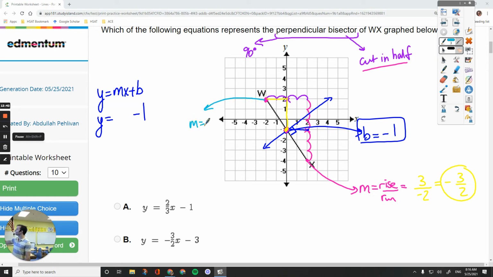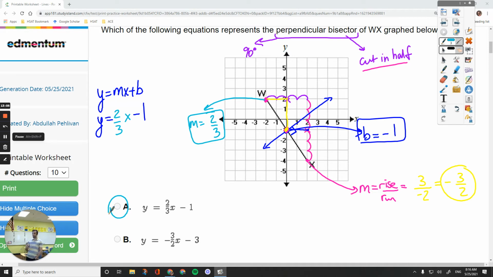Its slope is going to be, flip that 3/2, turn it into 2/3, and then instead of a negative sign, have a positive sign, or just don't have any sign. It's the same thing as putting plus. So 2/3 times x minus 1. That's how we figure it out. Basically, this is going to be our answer.